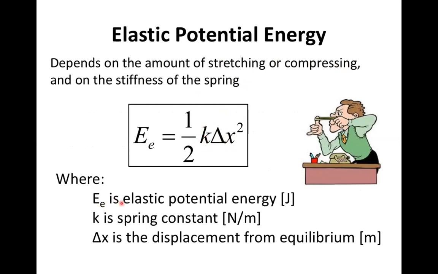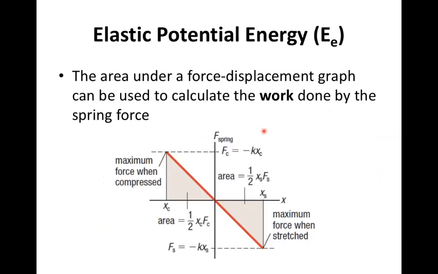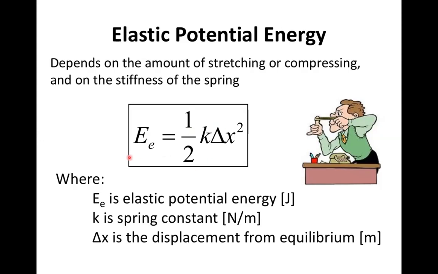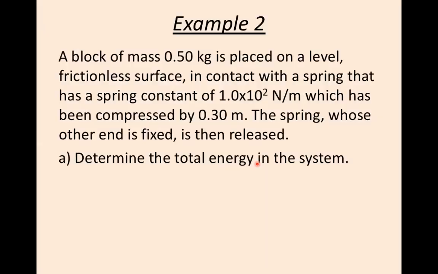So we've got elastic potential energy in joules is equal to 1/2 times the spring constant in newtons per meter units times the displacement squared. So don't forget about the squared. We could also calculate work by the area under the force displacement graph. Notice it's the area of a triangle, which is how this is derived, if you are interested in that.